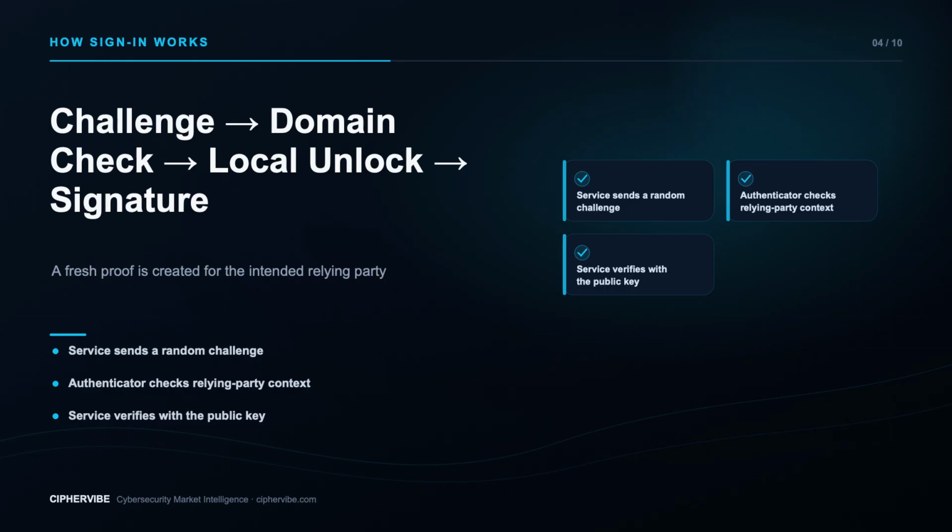A database breach at the service exposes public keys, which are not useful for impersonating users. A captured response is not reusable because the next challenge is different. And a lookalike phishing domain cannot normally invoke a credential registered for the legitimate domain. Implementation details matter, but the security benefit is structural. The protocol checks the destination instead of depending on a person to notice one misleading character in a URL.